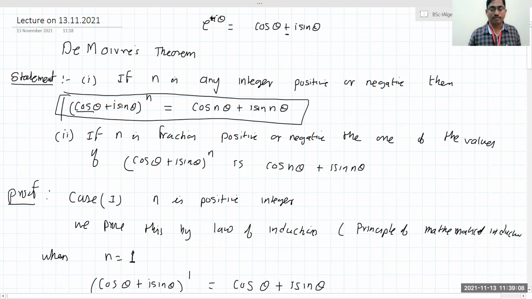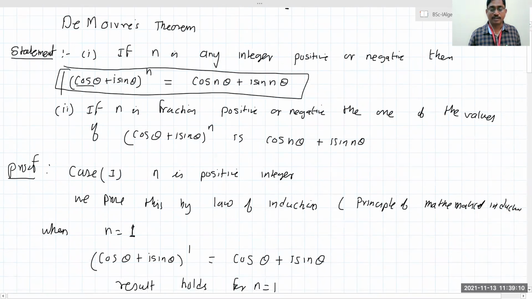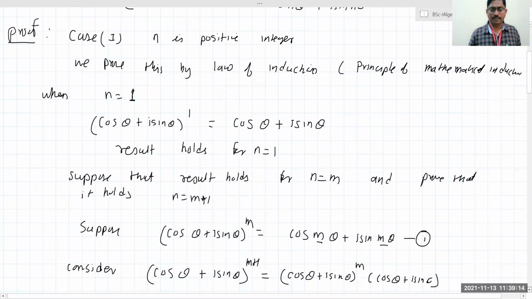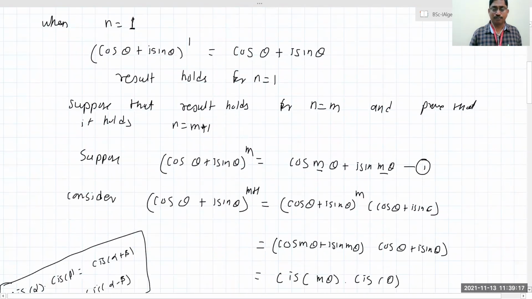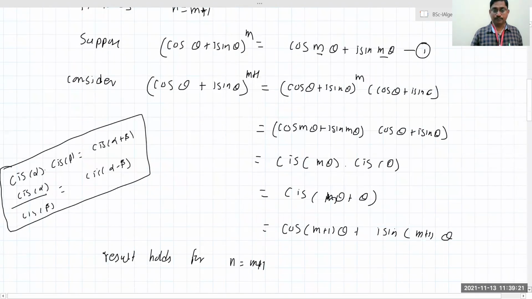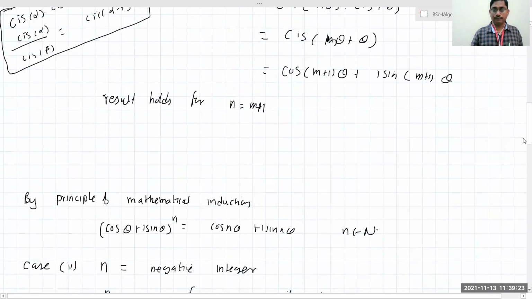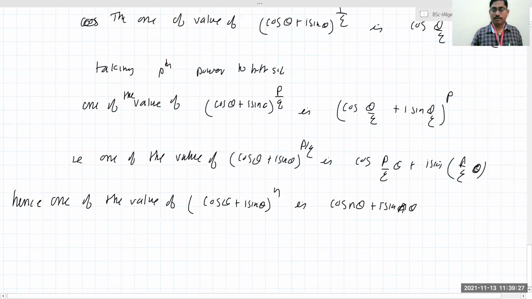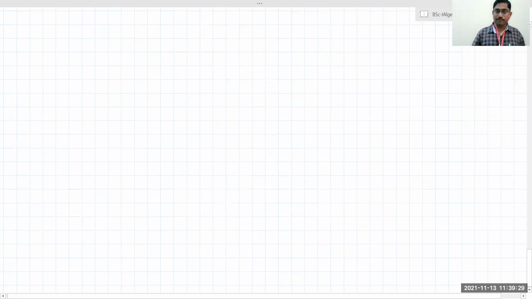But when we have to prove the fractional part, that means you are taking the q-th root of both sides. As in the theory of equations, there will be total q roots when you are taking the q-th root of both sides. I think no questions so far, so I can move forward by taking note on this.